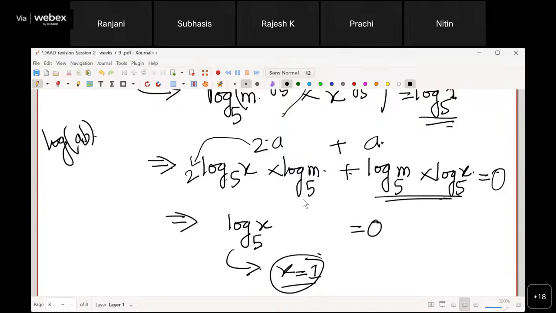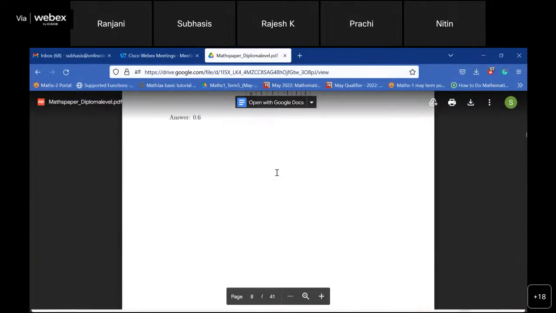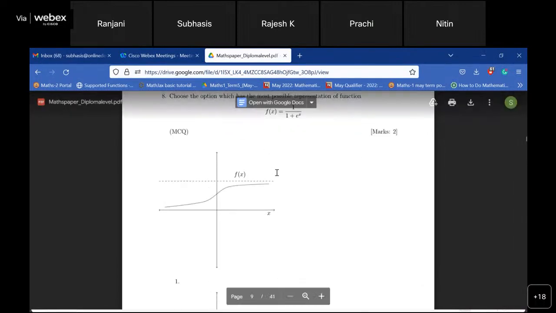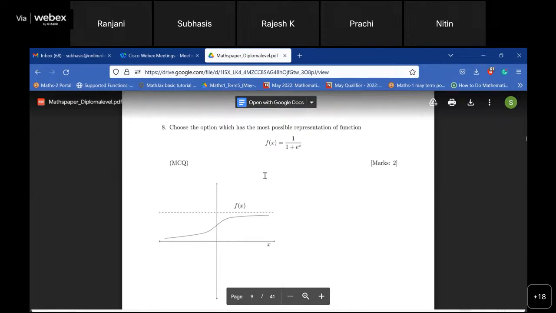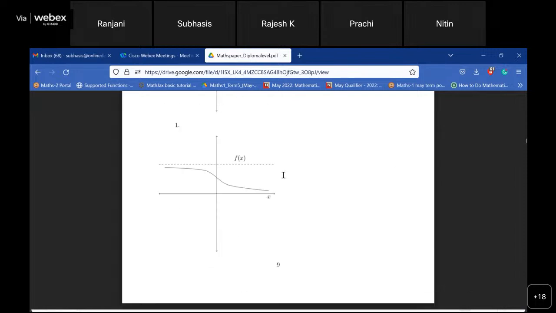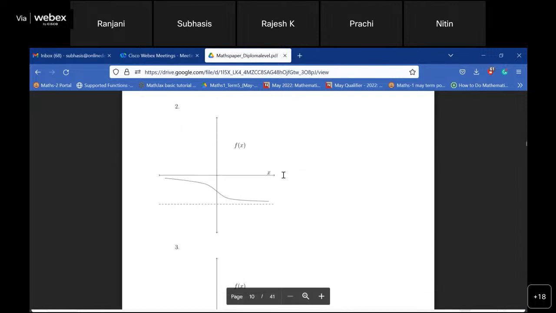Okay, anything else? There is an 8th question in the same paper. It's asking what is the most possible representation of a function f of x equal to 1 by 1 plus e power x. You can see, right? Basically, I'm not well versed with what each one will look like. Is there a way we can interpret and find out?